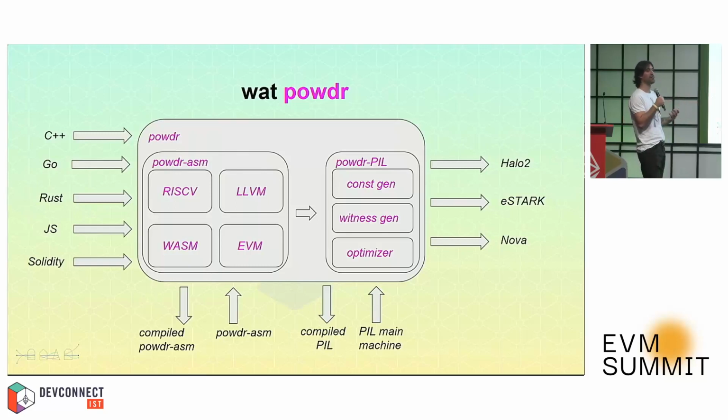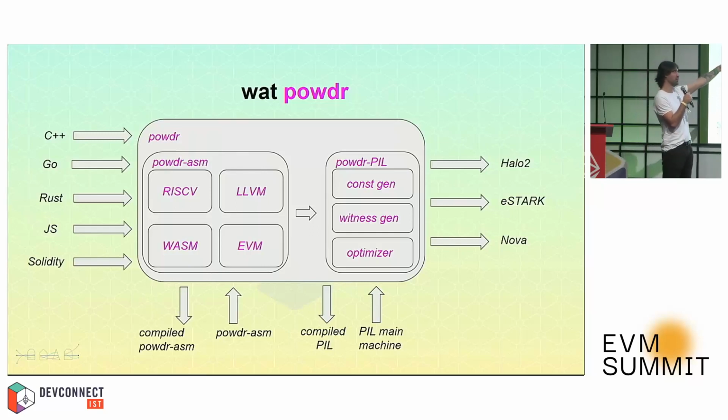And the VM itself is an input. So the VM is written in a language that is provided by this compiler, and you write the VM and then you write programs using the instructions defined in that VM. So there's nothing built in this case. At that point, you get a Powder assembly file, which can also be input back. It's compiled into our version of PIL.